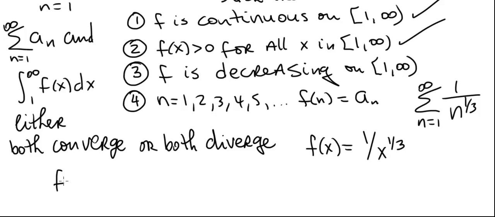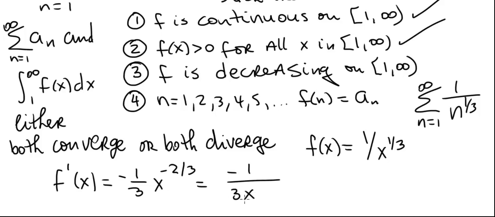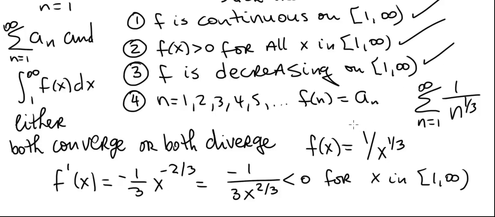But just in case, the derivative of this function is equal to minus 1/3 times x to the negative 2/3, which is equal to minus 1 over 3 times x to the 2/3, and this is less than 0 for x in the interval 1 to infinity. So this is a decreasing function. And then clearly, if we put in a positive integer for x into the function, we get the nth term of our series. So the function satisfies all 4 conditions in order for us to use the integral test.